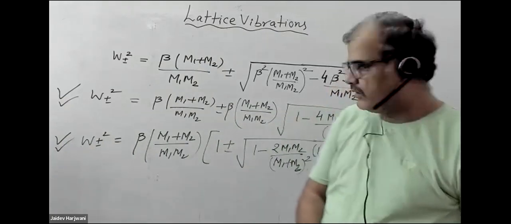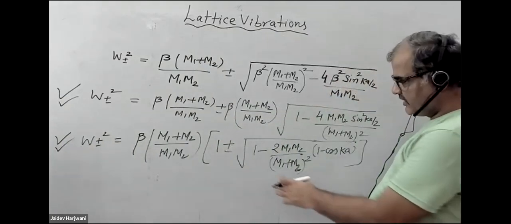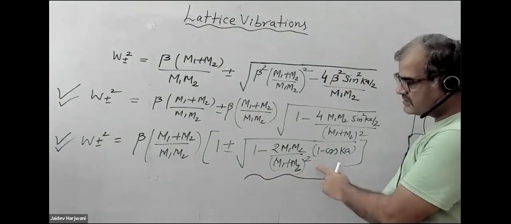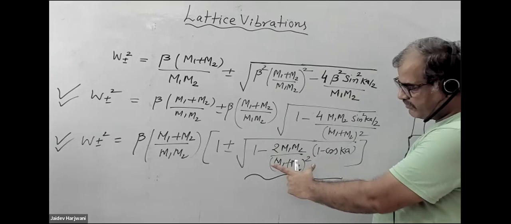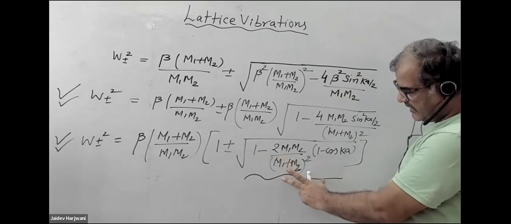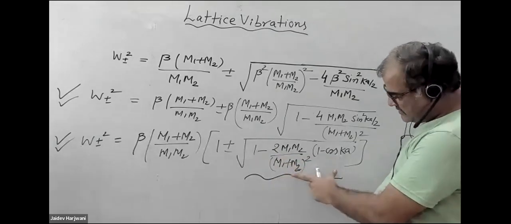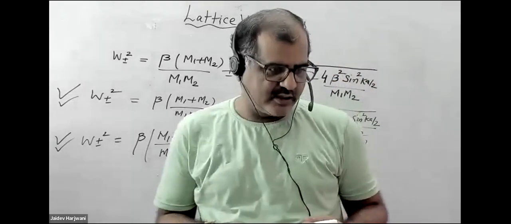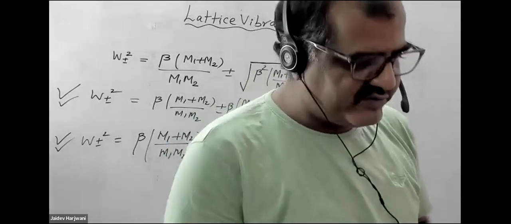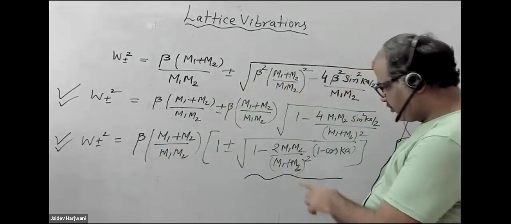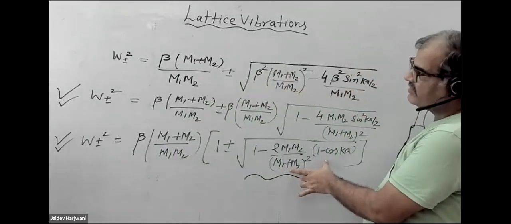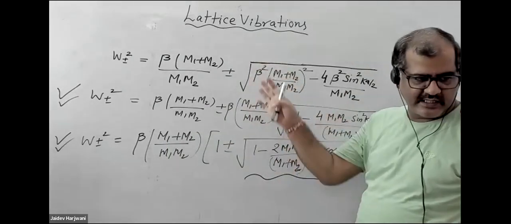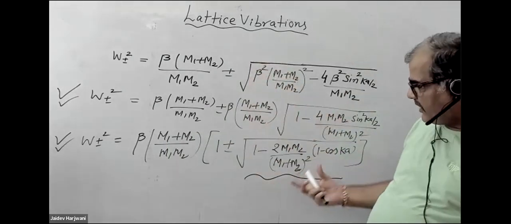Now here, because this is the under root, I have to show these values are positive. This part is less than 1. If this part is greater than 1, then you'll get imaginary frequencies, but it does not happen. So we can show that this portion is less than 1. How? Please note down this one. Then I will show you that this part is positive.